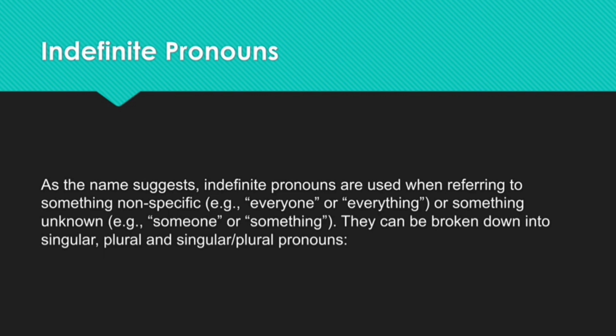Or something unknown. The first one was something non-specific, or something unknown. As I have given you the example of my classroom and I am telling you that I was entering my classroom for the first time, I think all of you, if you are in my classroom, all of you are unknown to me. Right? Because I am entering the classroom for the first time and I don't know your names. So for something unknown, I will call it the same way, someone or something. Right? They can be broken down into singular, plural and singular plural pronouns. Let's see how we will do it.